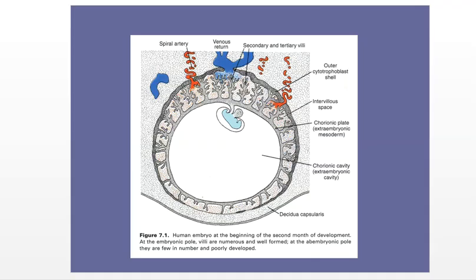Decidua refers to the functional layer of the endometrium. It means this dotted area refers to the functional layer of the endometrium after implantation of the blastocyst stage of the fertilized ovum. The term decidua, meaning falling off, is used for this part of the endometrium as it separates from the remainder of the uterus and falls away during childbirth.